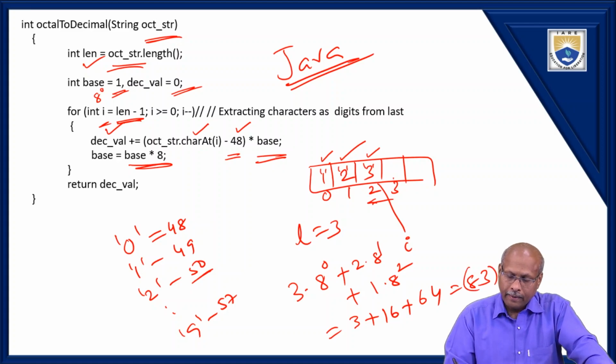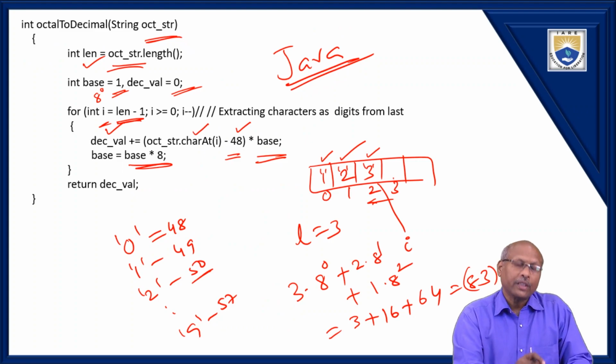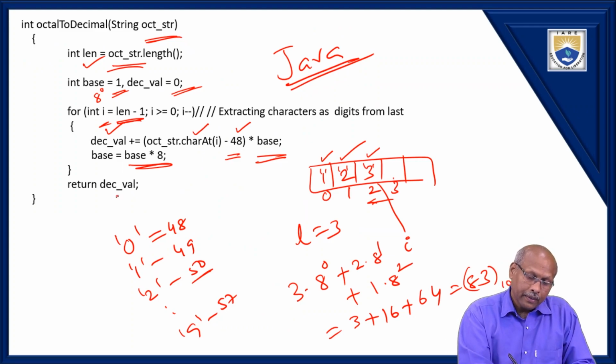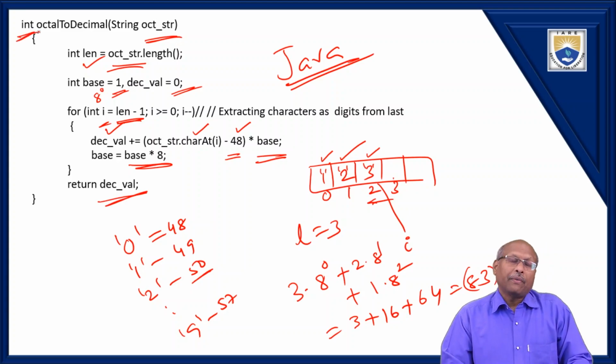Base of 10, this is 83. So this is the way it works. This is the logic you write. And finally, whatever value has come, I am returning that value. That value you have to print.